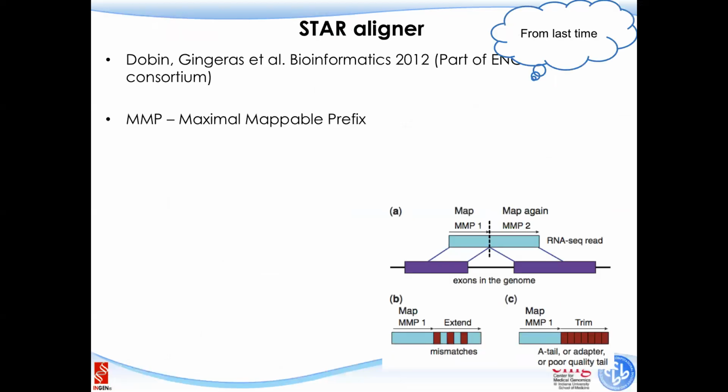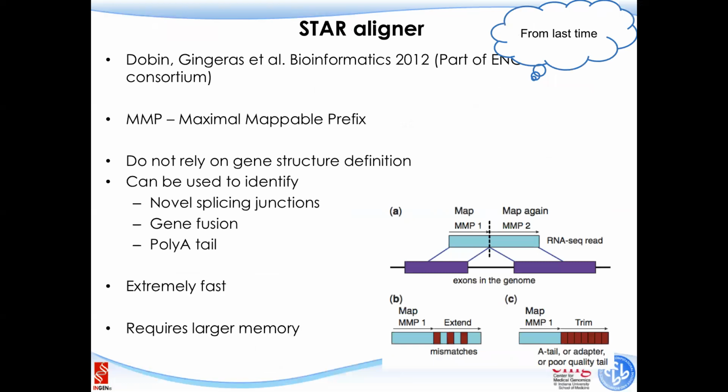So this is about the STAR aligner. The most important thing to keep in mind is its characteristics. It doesn't rely on gene structure definition, and can be used to identify novel splicing junctions, gene fusions, and poly-A tails. It's extremely fast, but requires large memory.